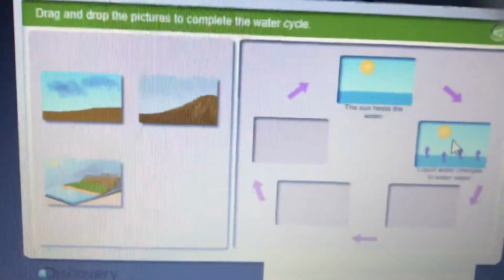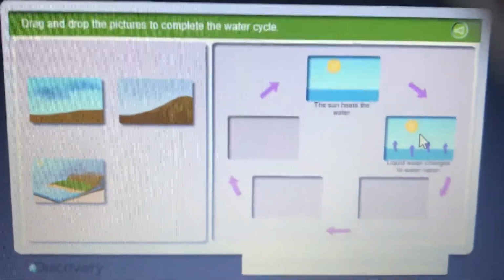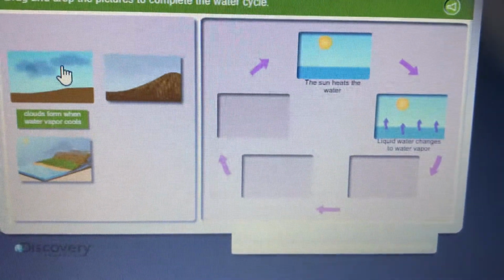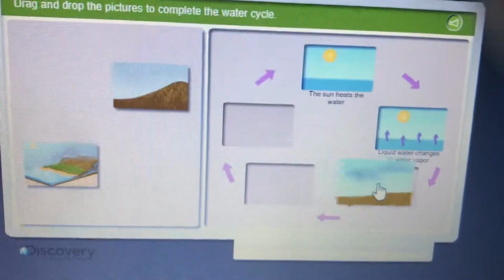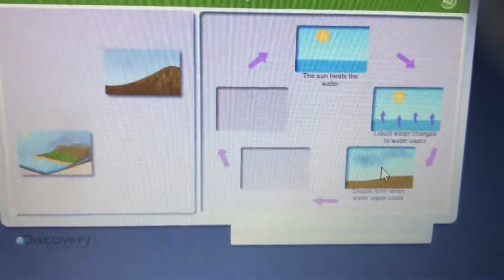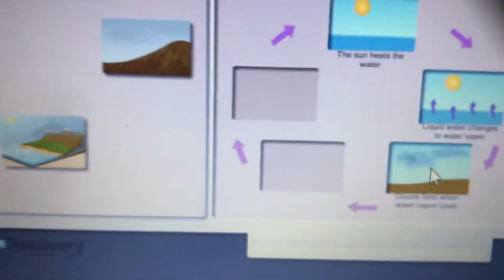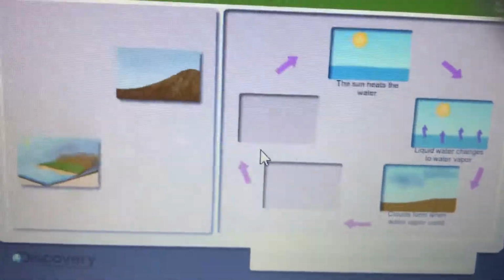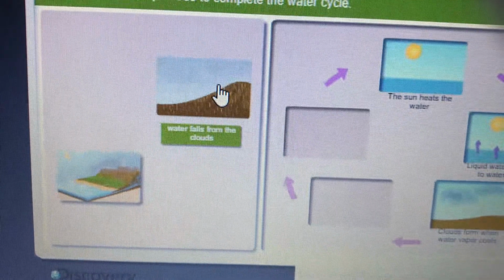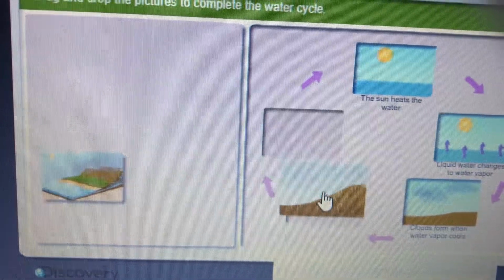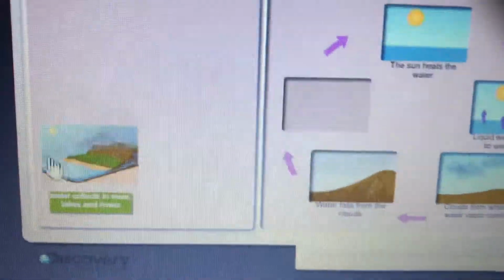It's going up into the sky, turning into a gas, and as it goes up, it gets cooler and cooler, and it changes back to water, which starts to form what? Clouds. And then the wind pushes the clouds across, and the clouds get too heavy and rain falls back down, or some sort of precipitation. Let's see, is that next? Yeah, and then this one would go there.